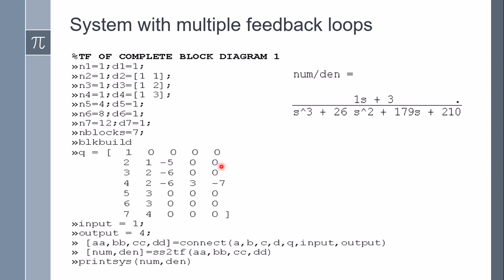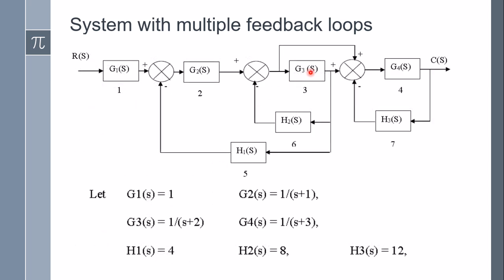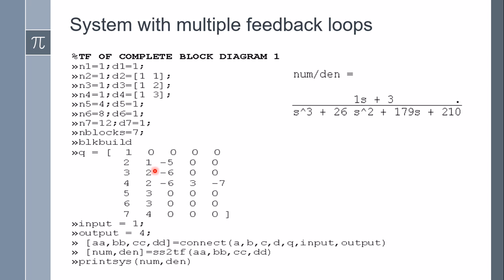Similarly for block 3. If you take block 3, it has one input signal which is combined using the summing block. To the summing block I have 2 inputs, one from block 2 and the other from block 6. Block 2 output is connected to positive of the summing amplifier, and the block 6 output is connected to minus of the summing amplifier. So the entries will be 2 and -6.